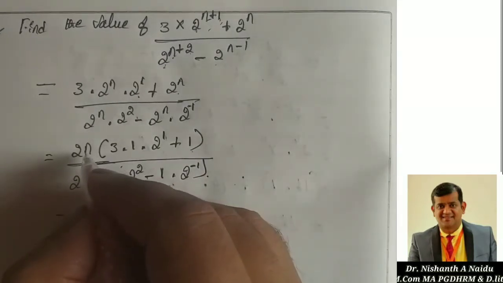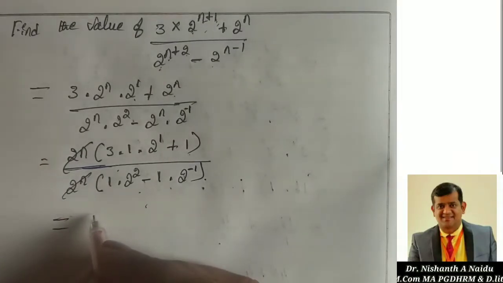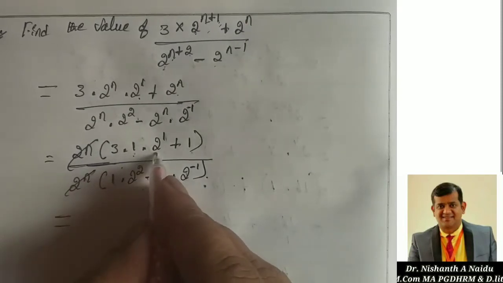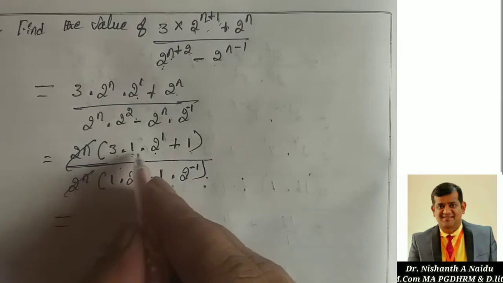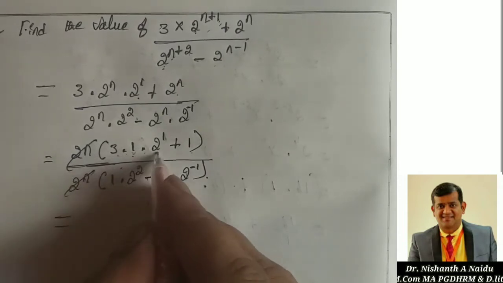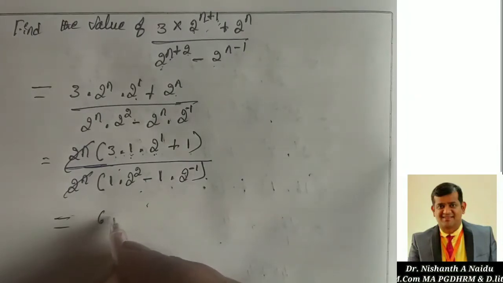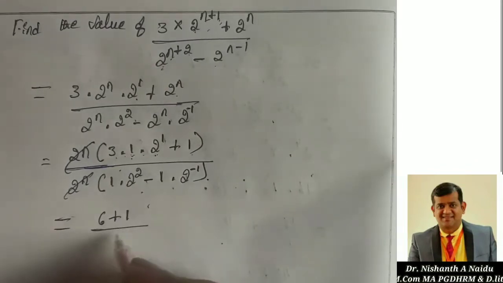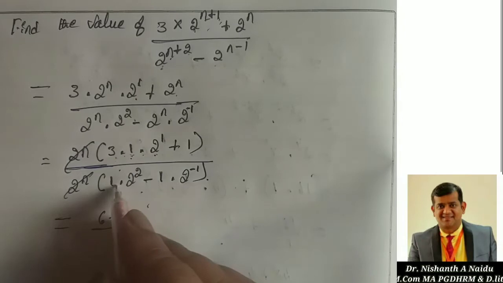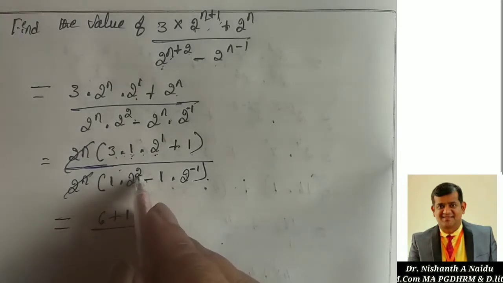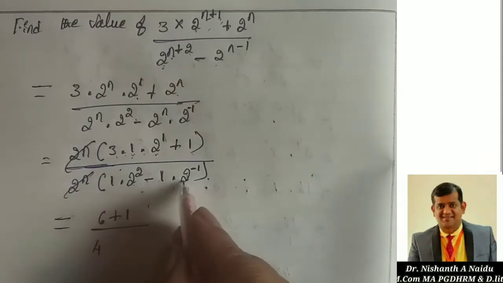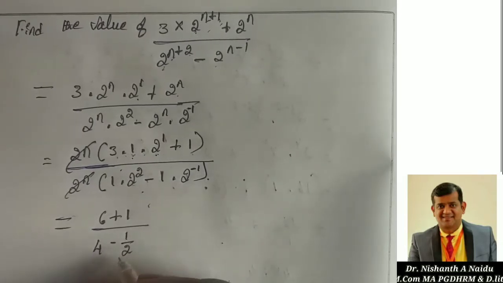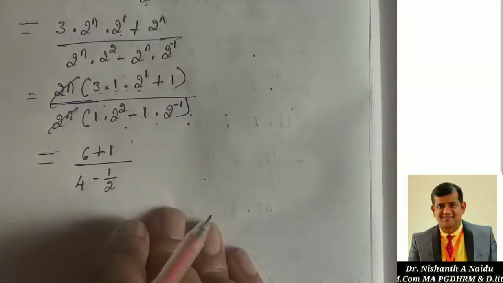Here what you have to do is cancel 2^n, 2^n. So what is left: 3 ones are 3, 3 twos are 6. Understood? 6 plus 1, divided by 1 twos are 2, 2 to the power of 2, that is 2 twos are 4, 1 twos are 2. 2 to the power of minus 1 is minus 1 divided by 2.